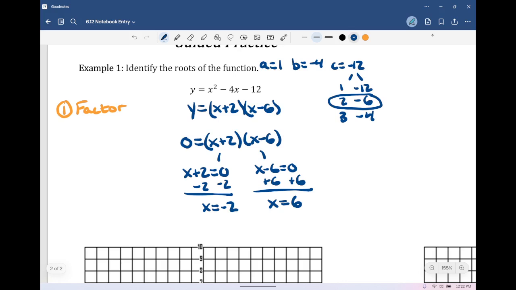This tells us our x-intercepts. That means that the first x-intercept is -2, 0. What's the second one? 6, 0. And so by factoring it and then just setting those two equal to 0, I actually have exactly where it's going to hit the x-axis on the graph.